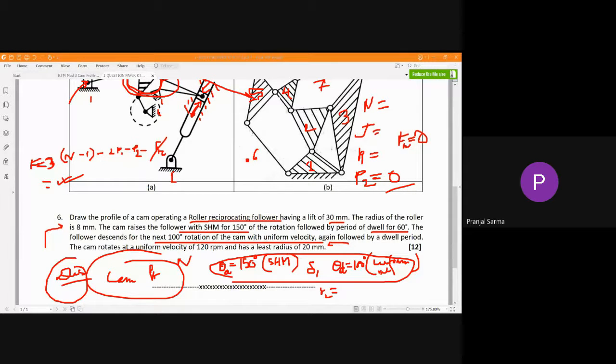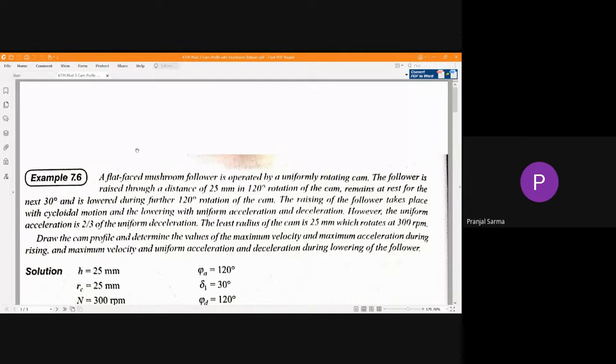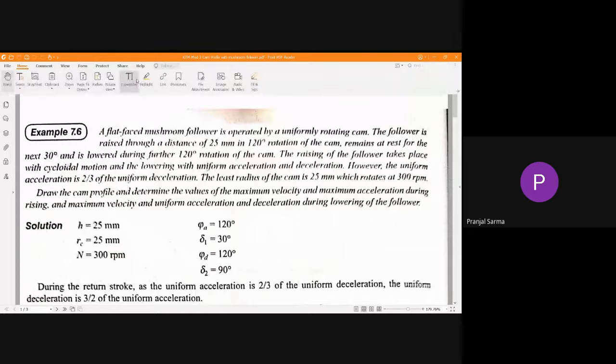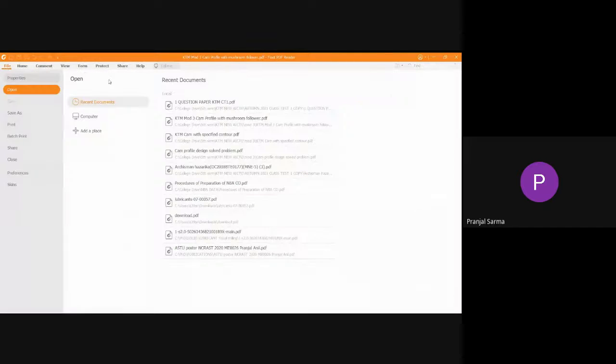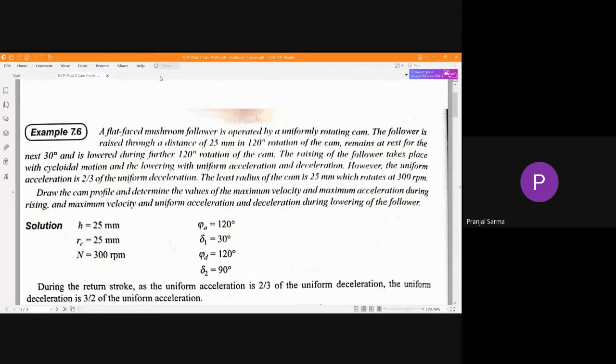Okay, so if everything is okay, we'll be going for another question then. Today we are going to draw another cam profile, but this time for a different type of follower. Previously we have drawn for the roller follower, then we also drew for the knife edge type of follower. Today we'll see how to draw the cam profile for a flat face follower, or mushroom type of follower.